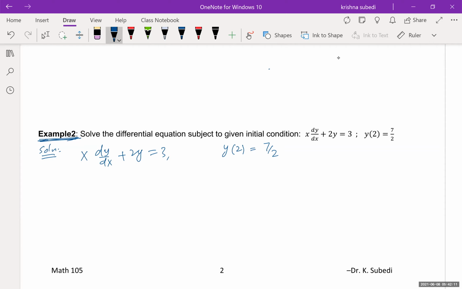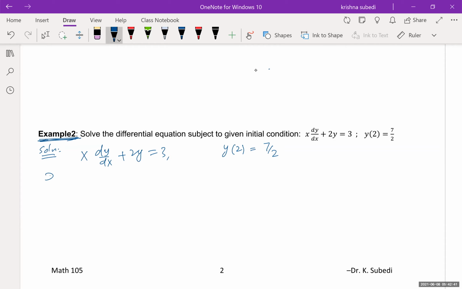So first, is this in the standard form? What do you think? If not, then how can we change it into standard form? Okay, thank you everyone. You replied in the chat box. That's great. So this is not in a standard form. In order to change into standard form, we divide both sides by x.